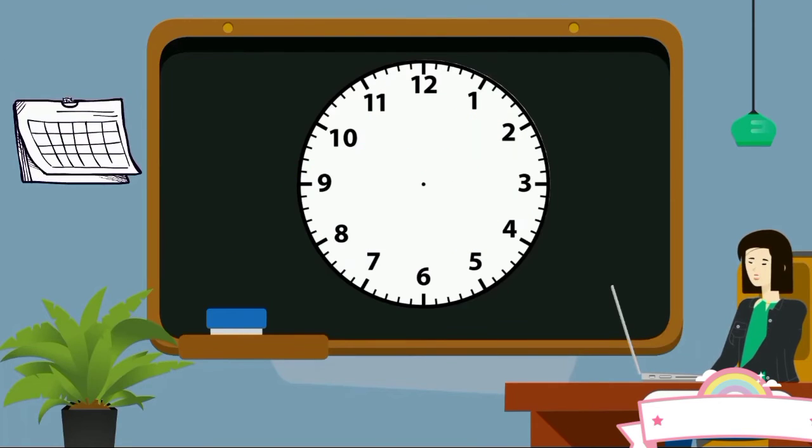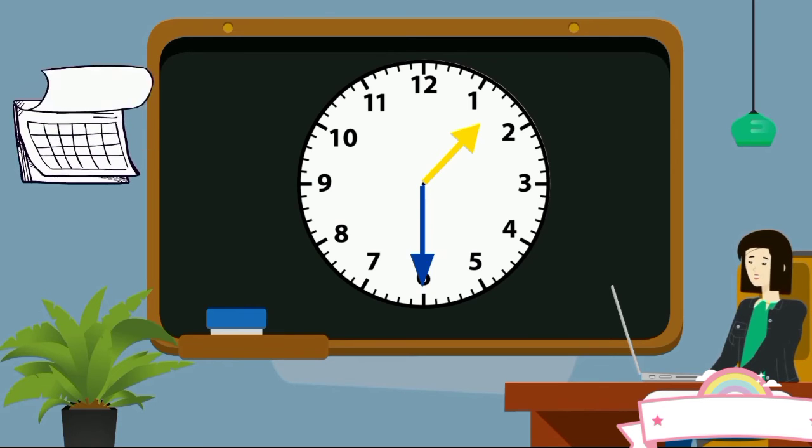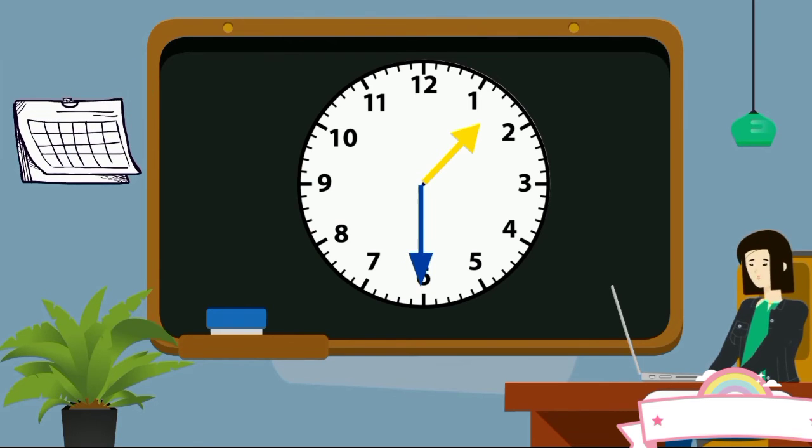Now it's your turn. What time does this clock read? Pay careful attention to where the long and the short hand are pointing. Let's see how you did. The long hand is pointing to the 6, so we know that it is half past. The short hand is in between the 1 and the 2. This means it is just past 1 o'clock. So the time reads half past 1. Good job.